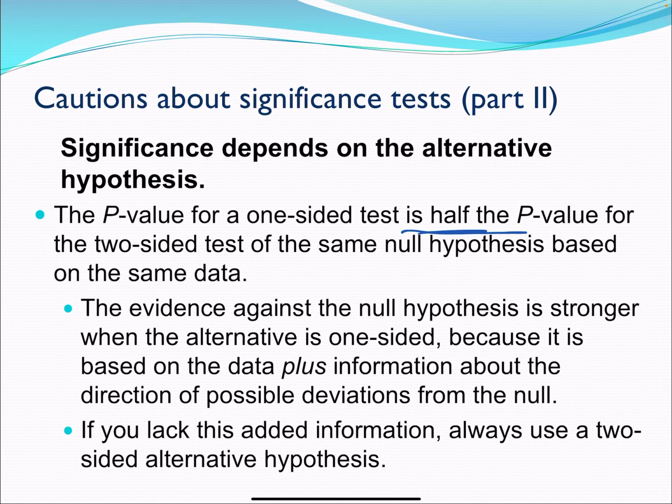And if we lack this added information, like if we aren't sure which direction it's going, we just want to assume it's different, right? Two-sided is not equal to, one-sided is less than or greater than. We can always use a two-sided hypothesis.